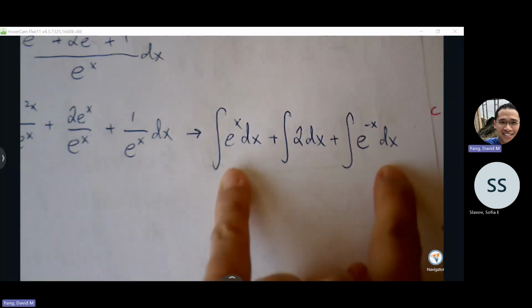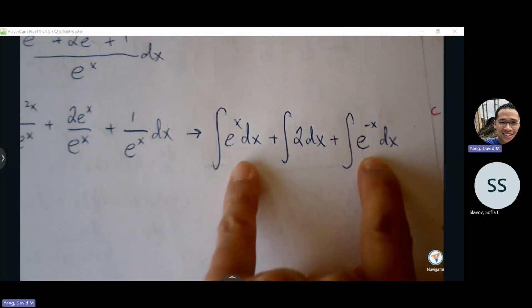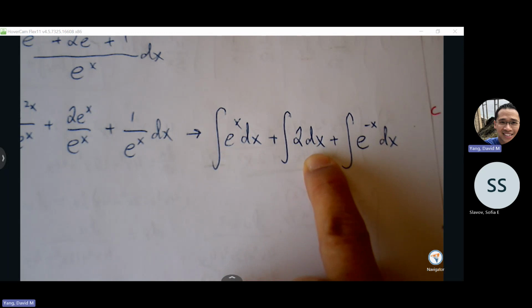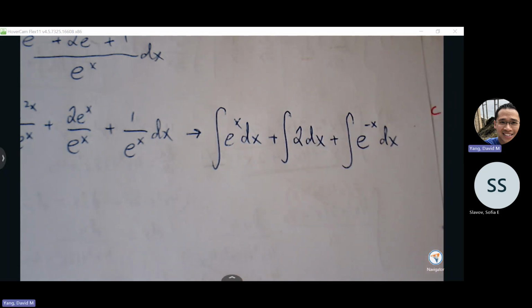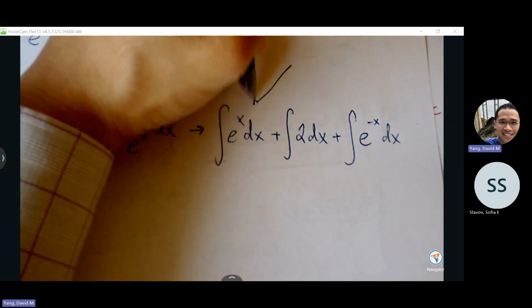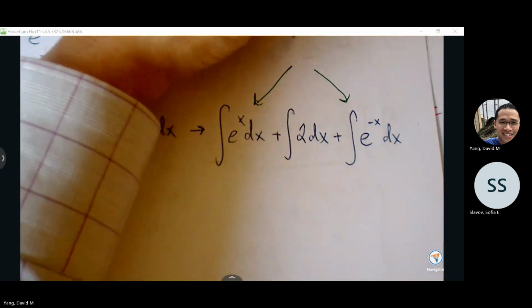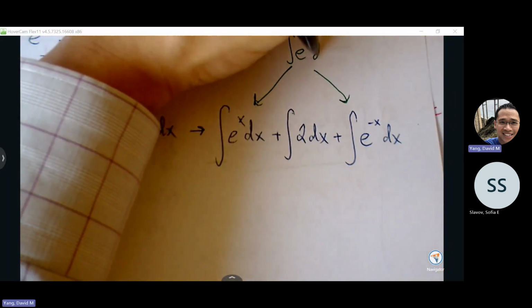Okay, so for the first and third rule, we'll just use e to the u. For the second one, we'll use what? It's just 2 dx. Just power rule, right? So 2 becomes 2x. If it was 2 to the x, then we would use a to the u. So for these two, use e to the u du.